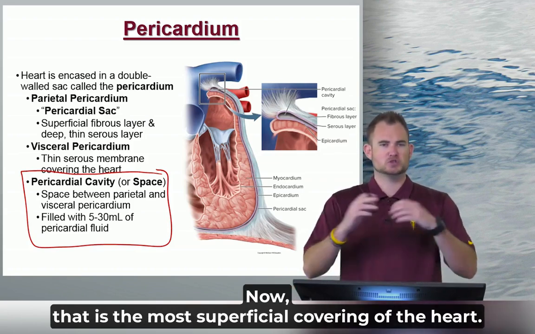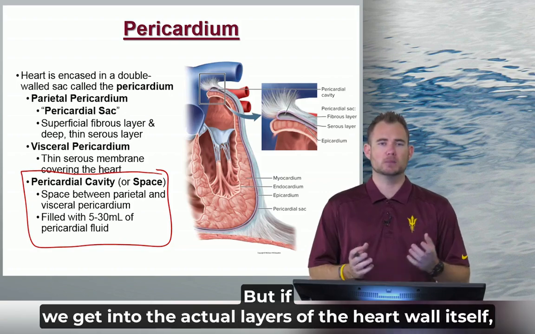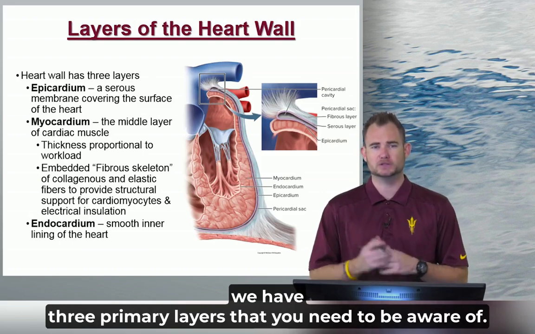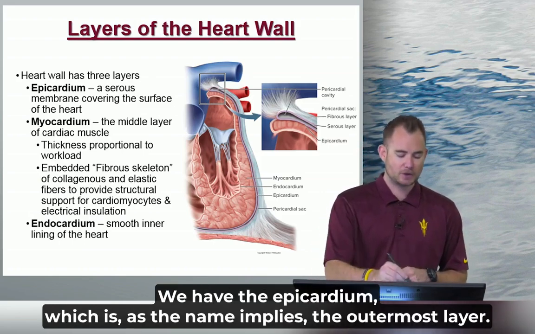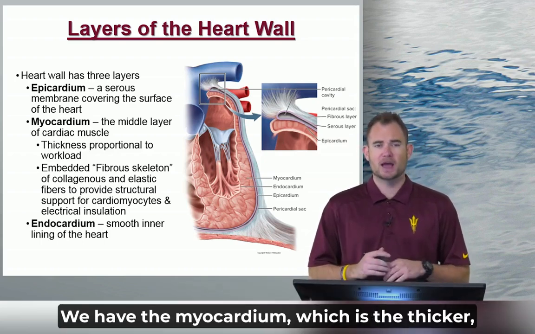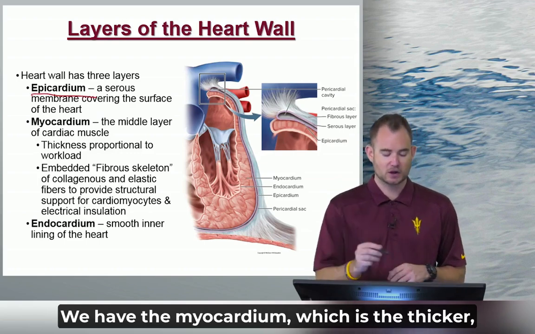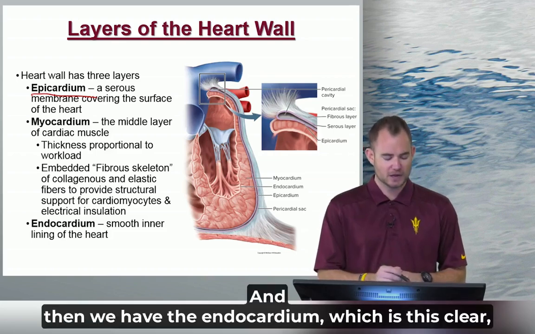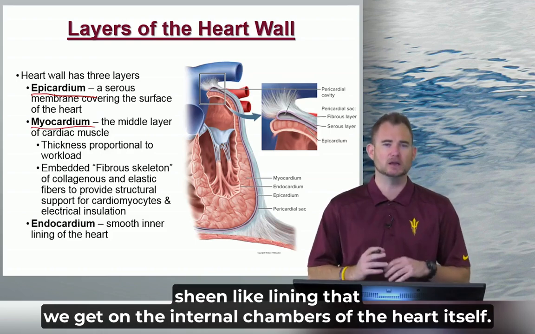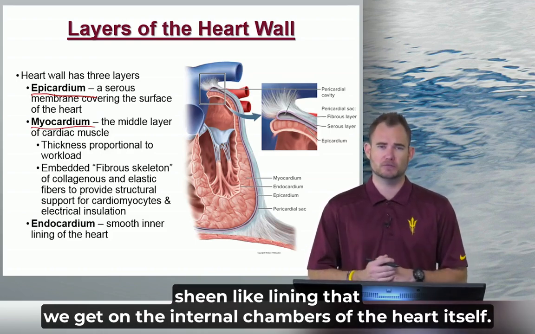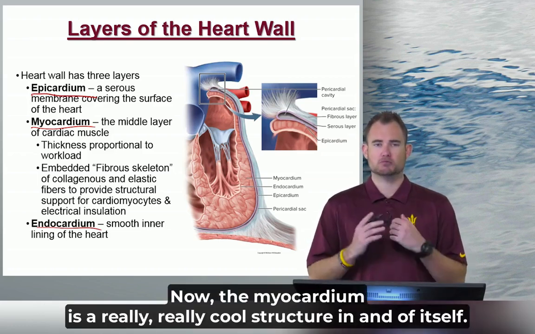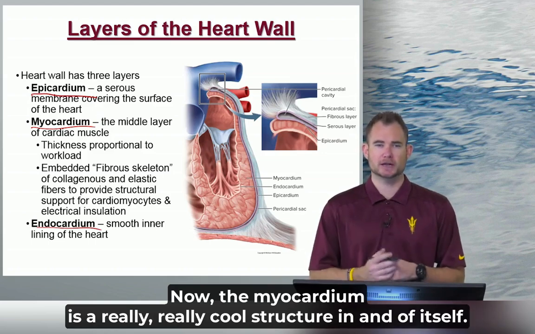Now that is the most superficial covering of the heart. But if we get into the actual layers of the heart wall itself, we have three primary layers that you need to be aware of. We have the epicardium, which, as the name implies, is the outermost layer. We have the myocardium, which is the thicker muscular middle layer of the heart. And then we have the endocardium, which is this clear, sheen-like lining on the internal chambers of the heart itself.